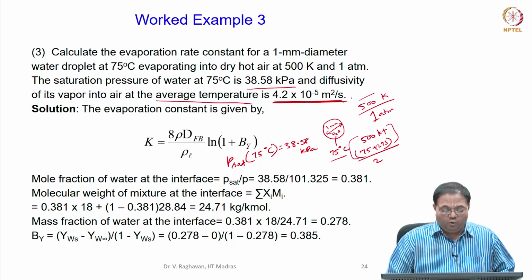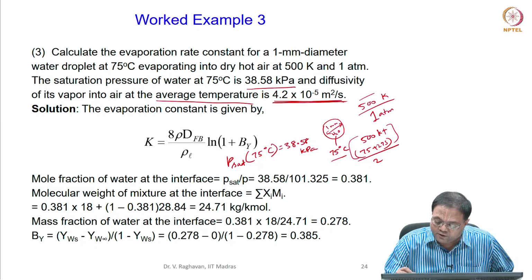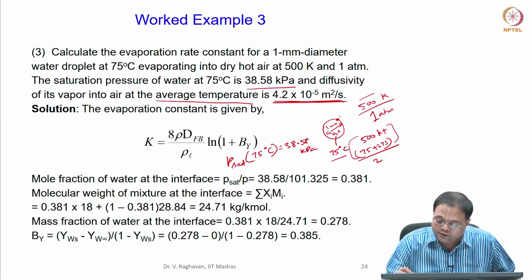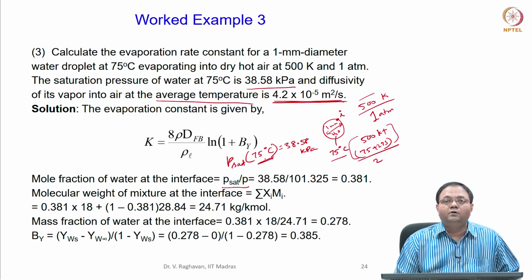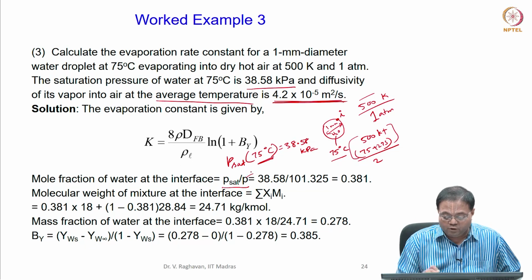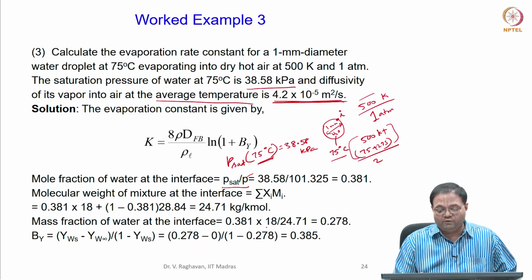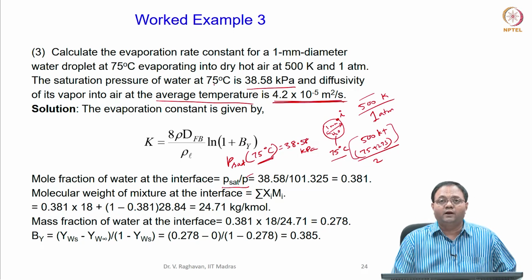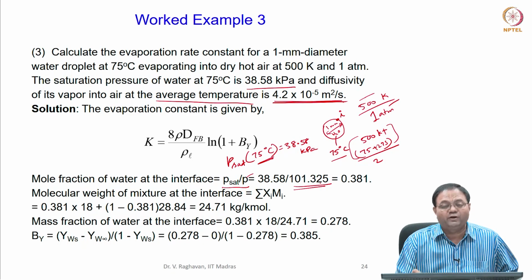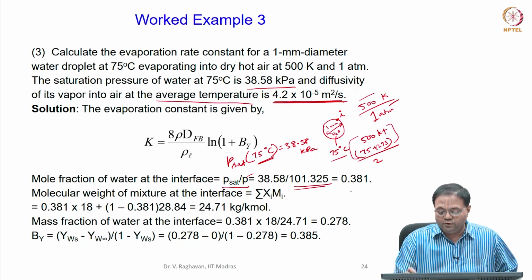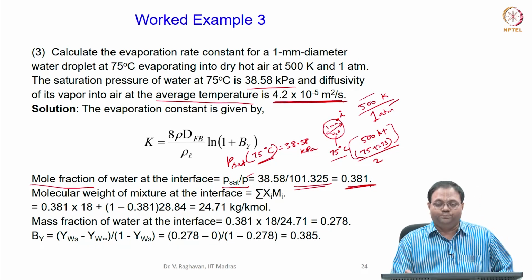Now, mole fraction of water at the interface, correct. So, at the interface, mole fraction of the water at the interface I is the saturation pressure at the liquid temperature divided by the total pressure. So, what is the saturation pressure? It is given as 38.58 kilopascals at 75 degrees centigrade, divided by the total pressure, 1 atmosphere, written in pascals as 101.325 kilopascals. So, both are in kilopascals. So, you get the mole fraction of water as 0.381.